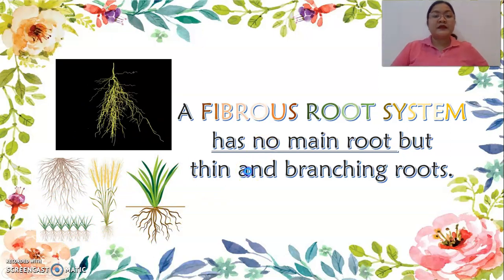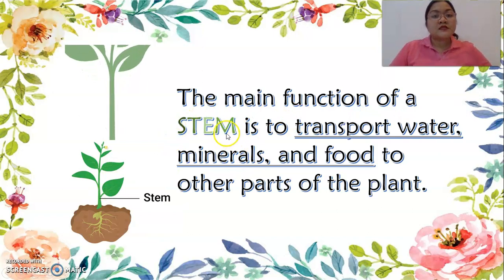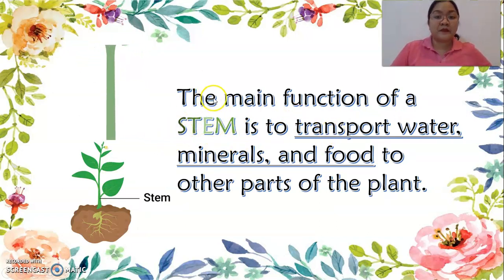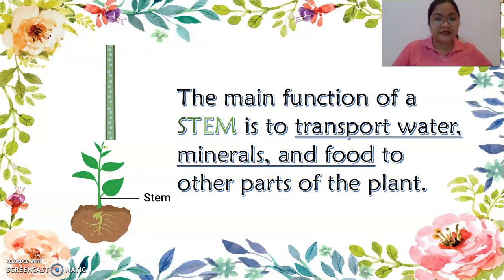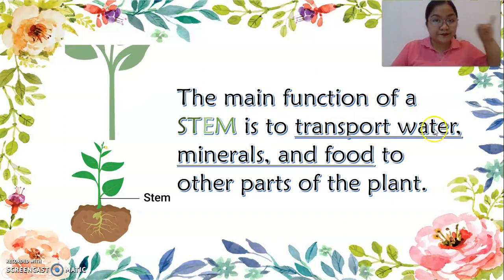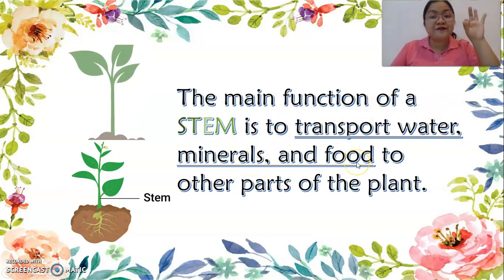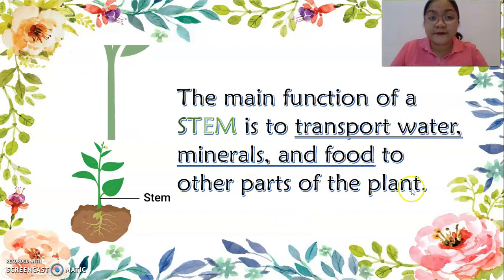Okay, next, part number two, we have the stem. So what is the main function of a stem? Very good. The main function of a stem is to transport water, minerals, and food to other parts of the plant.